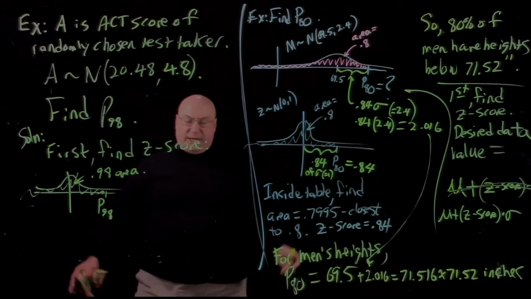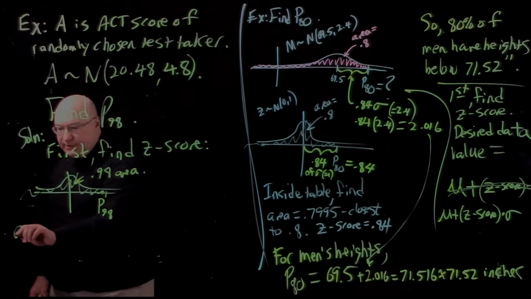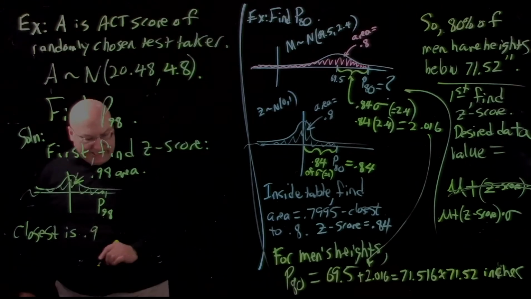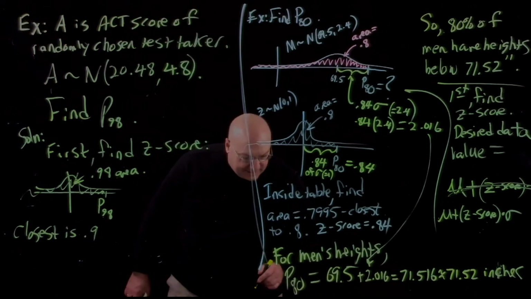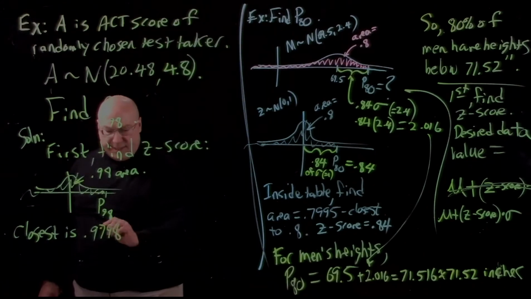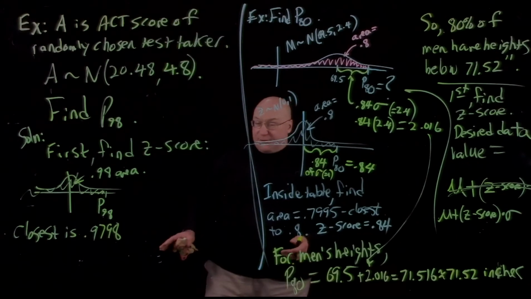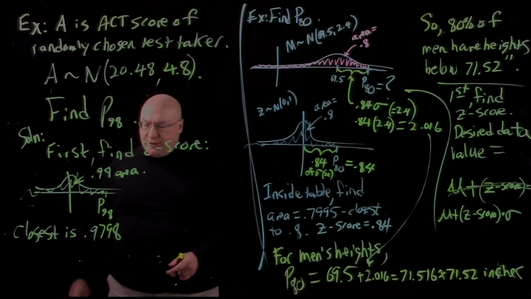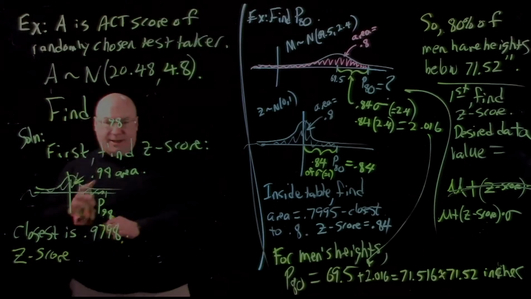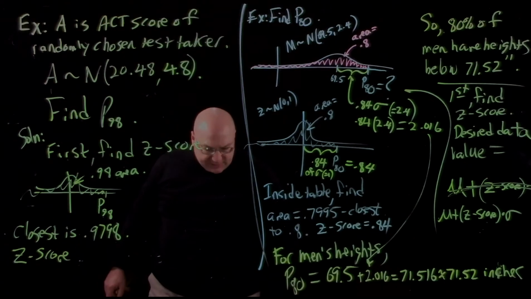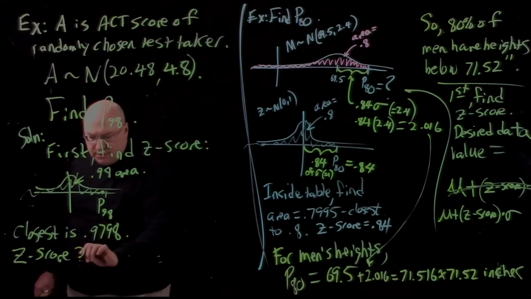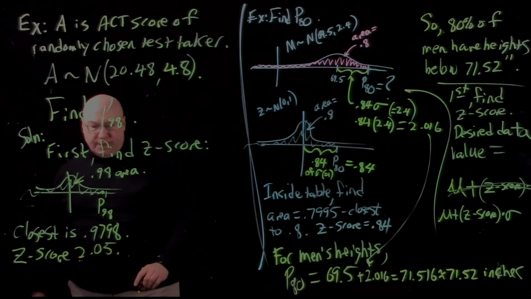Okay, if I go look in the table, the closest I get is 0.9798. It's awfully close to 0.9803, but 0.9798 is just a little closer, so we use that one. And you find that area, and you go out, and you get the Z-score to be 2.05.